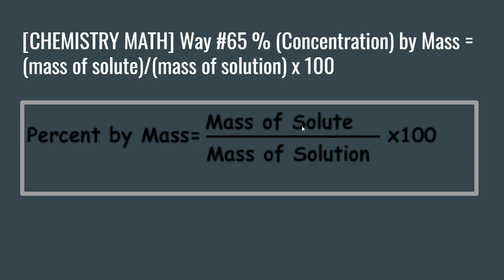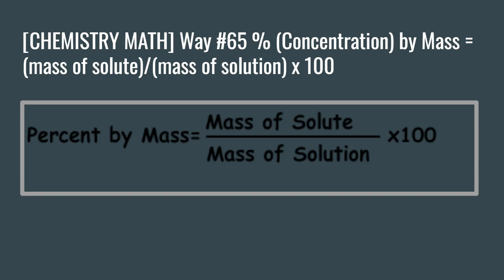So to get the mass of the solute, all you have to do is figure out what's being dissolved. To get the total mass of the solution, add the solute and the solvent together. In this case, the solute is the item being dissolved, and the solvent is the item that it's being dissolved in. So for example, if you're preparing salt water, you would add the mass of the salt and divide it by the mass of the salt plus the mass of the water that it's being dissolved in. Multiply that by 100 to get the percent by mass.